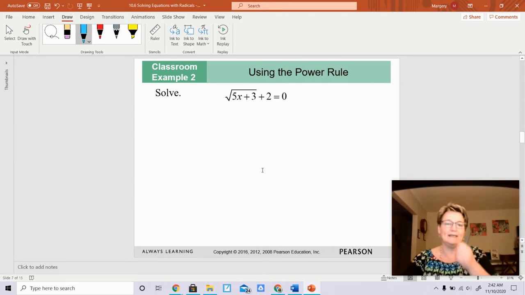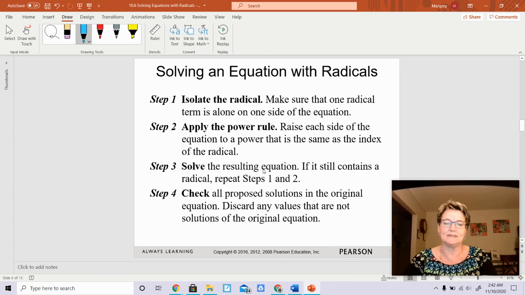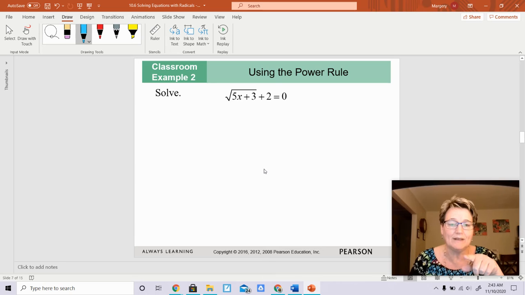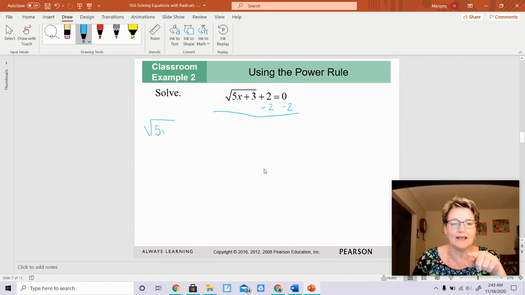Now, my goal is, and I'm going to go through these steps as I do each problem, my goal is to get the square root completely by itself. Now, as long as there's not a number in front of it and a number behind it. However, in this problem, there is a number behind it. My goal is to isolate the square root. So I'm going to minus 2 from both sides. And I get the square root of 5x plus 3 equals negative 2.